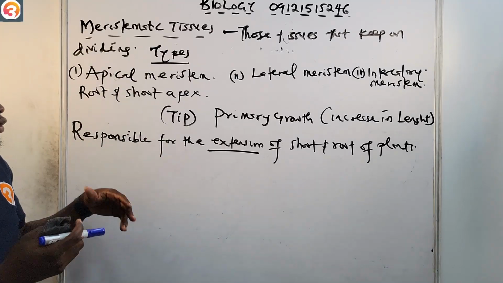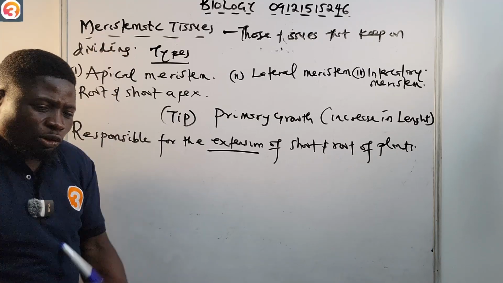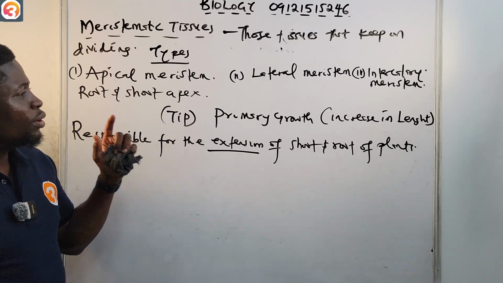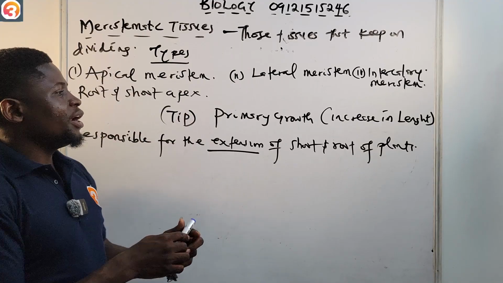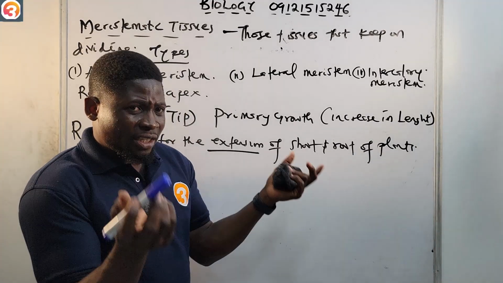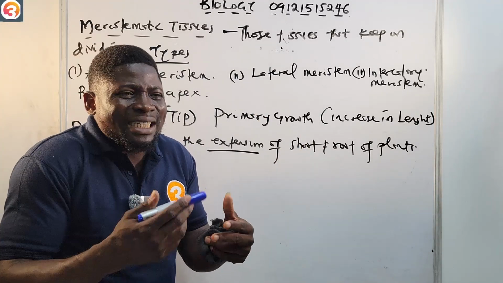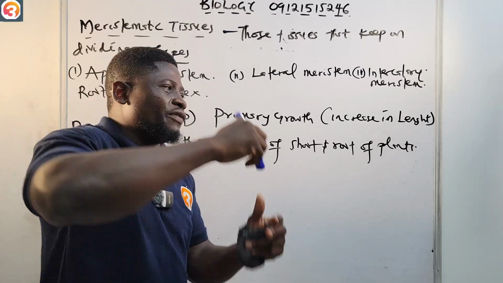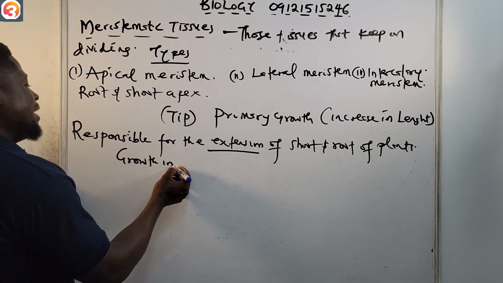So they are responsible for primary growth: increase in the length of the shoot and the root, increase in the length of the plant. They are majorly responsible for primary growth. That is apical meristem. An example is the growth in height of a plant.